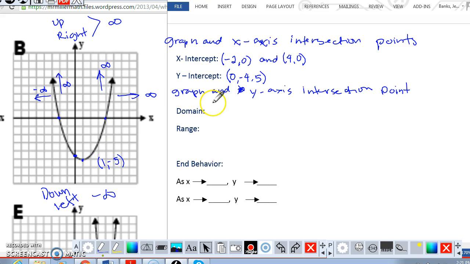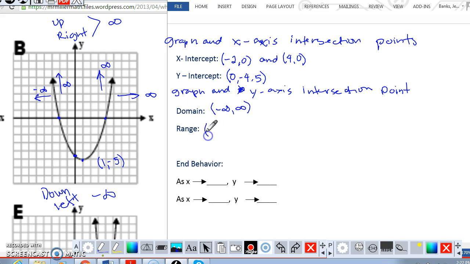So let's start with our domain first. Domain, these two arrows that are horizontally oriented. You have negative infinity all the way to the left and positive infinity all the way to the right. Basically, it covers all the real numbers. So we'll just write here from negative infinity all the way to positive infinity. Domain really tells you the leftmost number to the rightmost number and everything in between those two numbers.